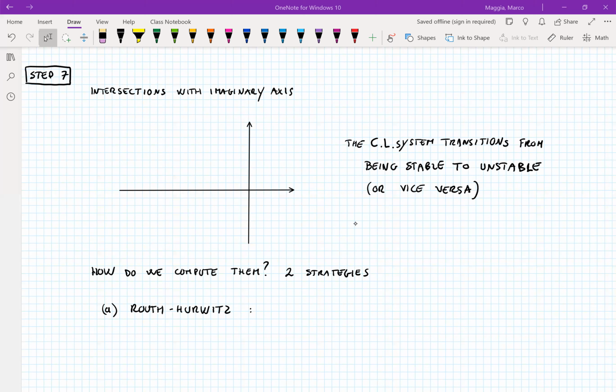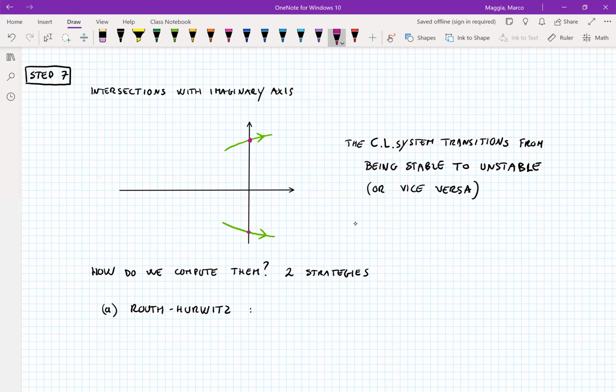Well, first of all, before addressing that, we have to realize that when the root locus crosses the imaginary axis, let's say that as k grows, we'll go this way. So we cross the imaginary axis from the left to the right. Once we cross the imaginary axis, our system transitions from being stable to unstable.